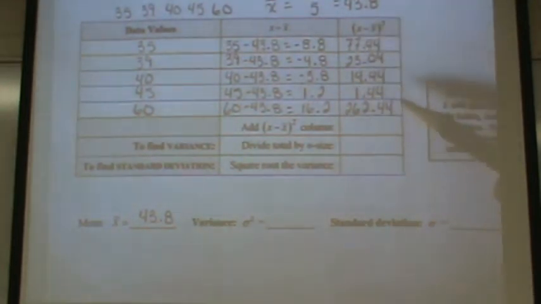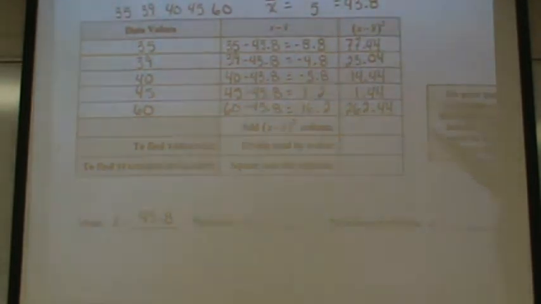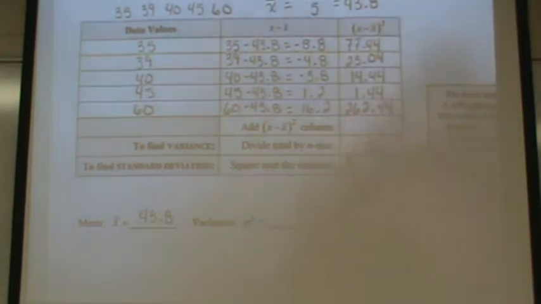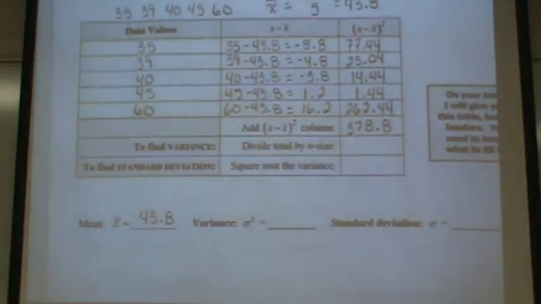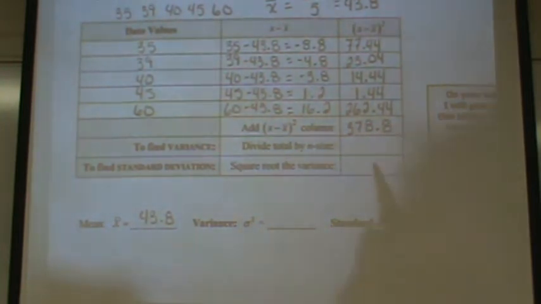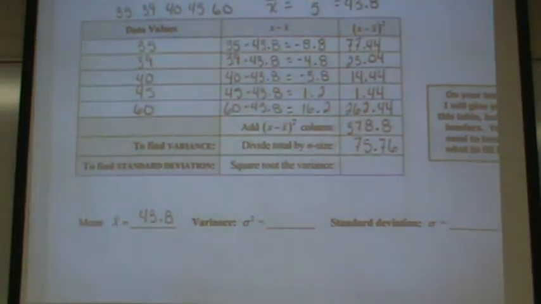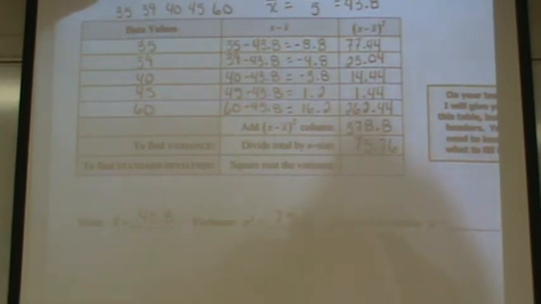And again, we want to add these values. So when we add all of those squared values, we get 378.8. And then to find the variance, we're going to divide by our total number of points, which was 5. So 378.8 divided by 5 gives us 75.76. So our variance is 75.76.